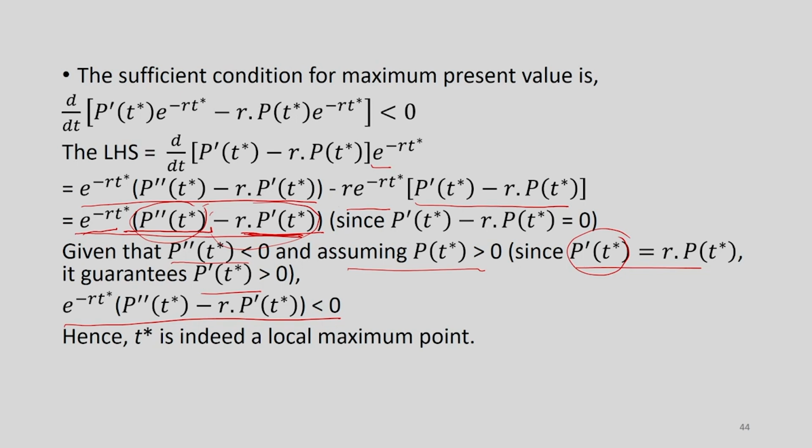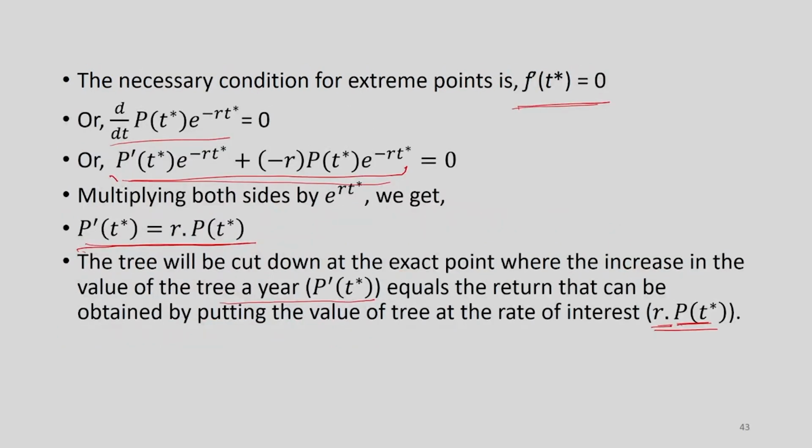The tree should be cut down at the point t is equal to t star, at that point of time where this particular condition is satisfied. Okay, this condition is satisfied. We have to apply this condition and try to identify the t star. Okay, so this is how this problem is done.